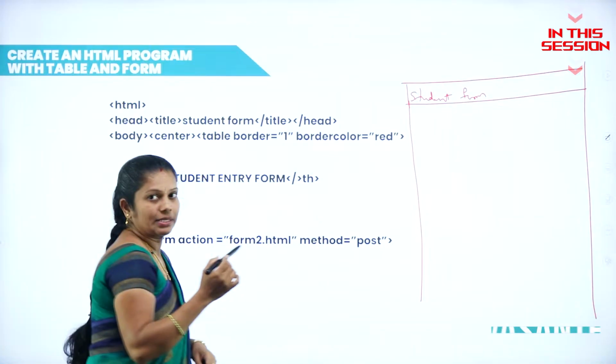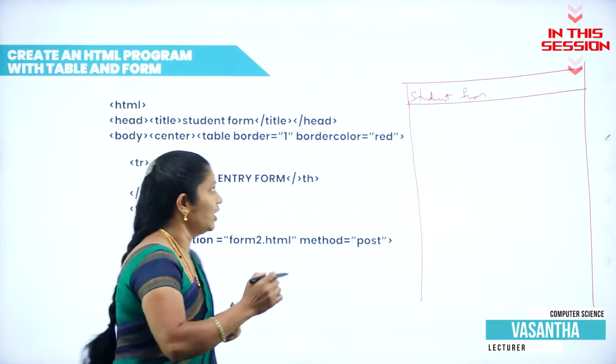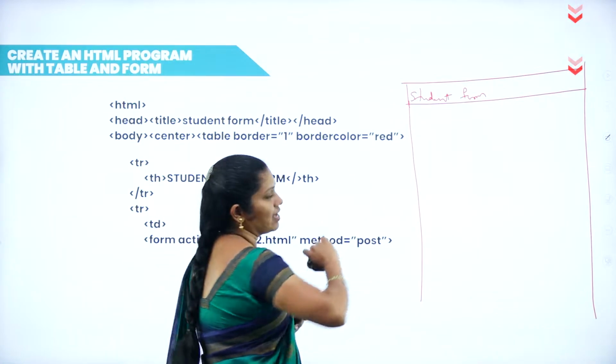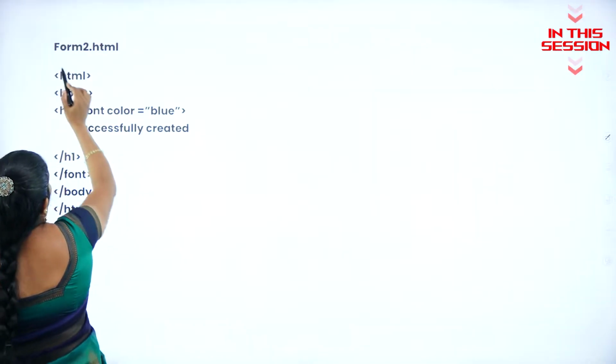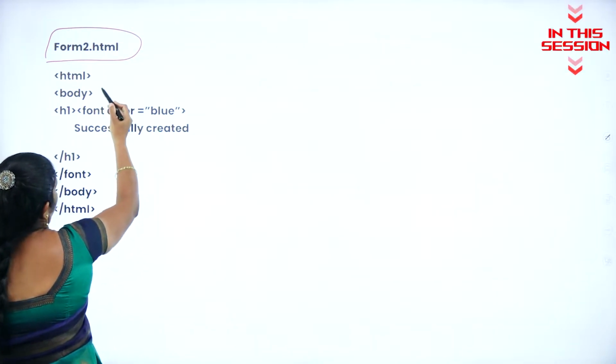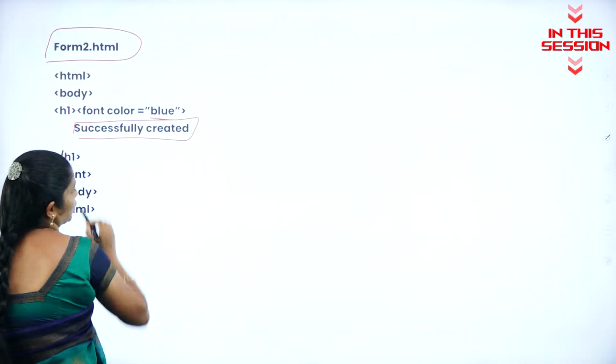Border color equals red. It means that I am creating one table. On that table, we have mentioned the thickness of the table as well as the color, which I have given as red. In the final output, we are going to get, in form 2, we have created one program. There, in the HTML body, in blue color it has to be displayed that it was successfully created.